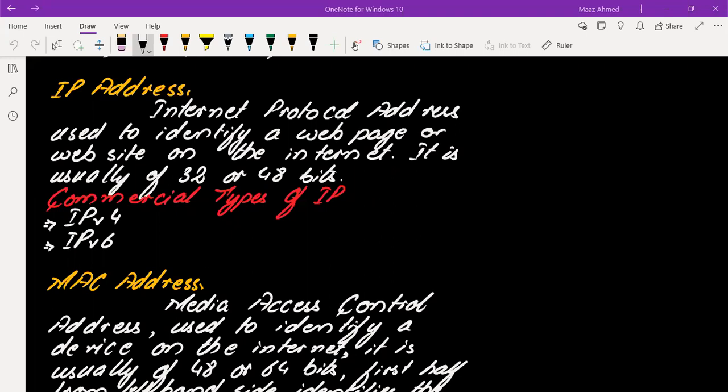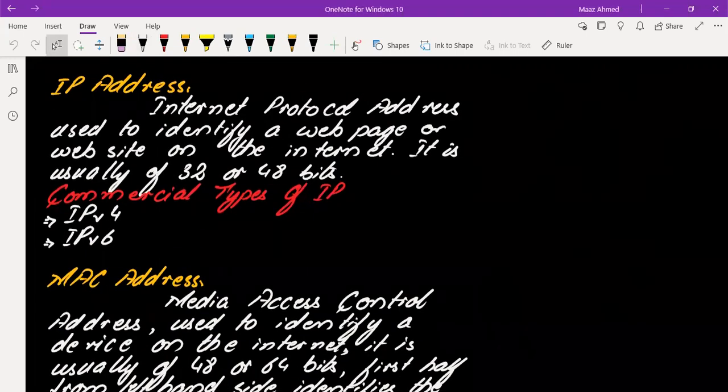Okay, so today we are going to start the second phase of this topic, and this is regarding IP addresses. So first of all, we need to understand what an IP address is. It's an Internet Protocol address, and it is basically utilized to uniquely identify a web page or a website.